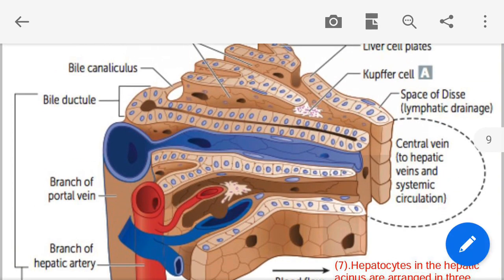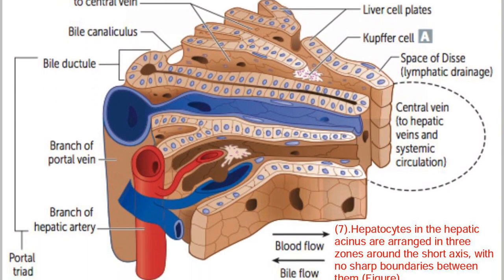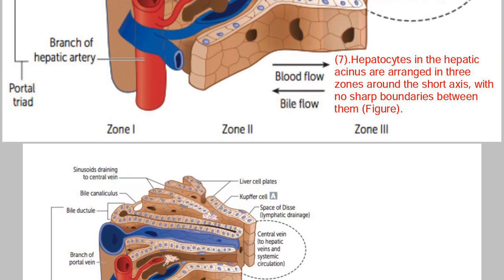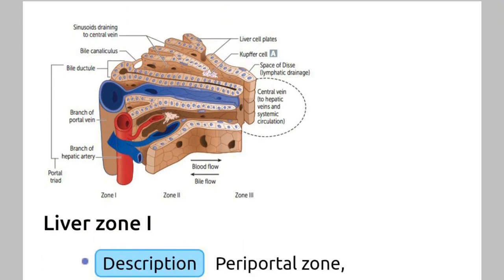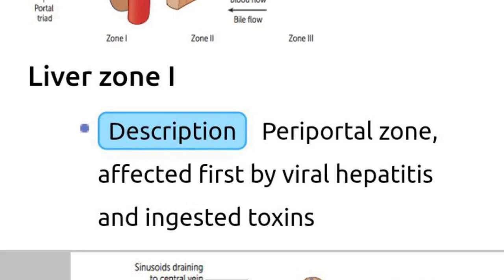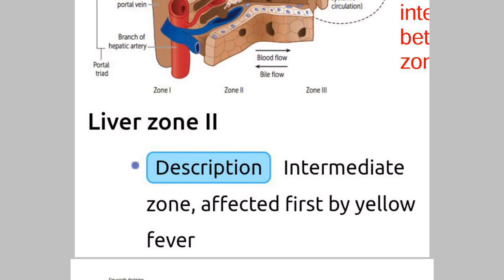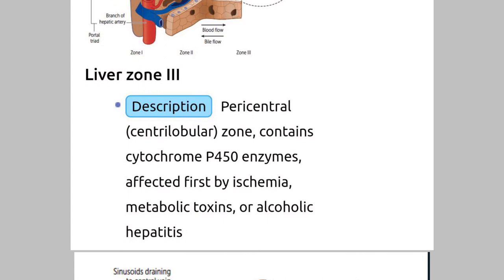Go through the entire figure and all the names. Zone 1, 2, 3 are shown. Then, some extra information if you are interested: zone 1 is the periportal zone, zone 2 is the intermediate zone, and zone 3 is the pericentral or centrilobular zone.